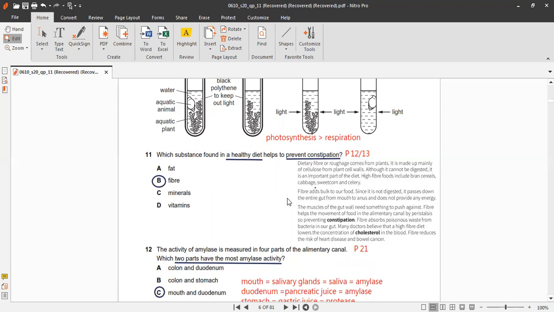So the muscles of the gut wall need something to push against. Fiber helps the movement of food in the alimentary canal by peristalsis, so preventing constipation.